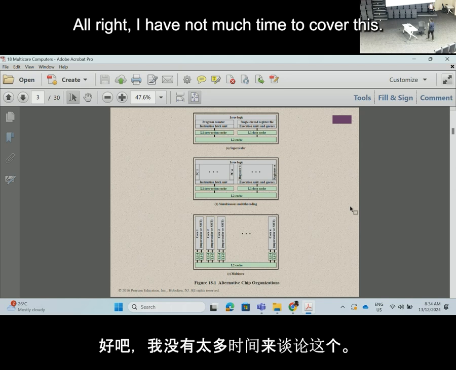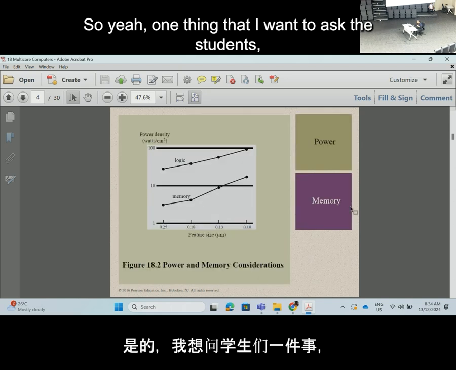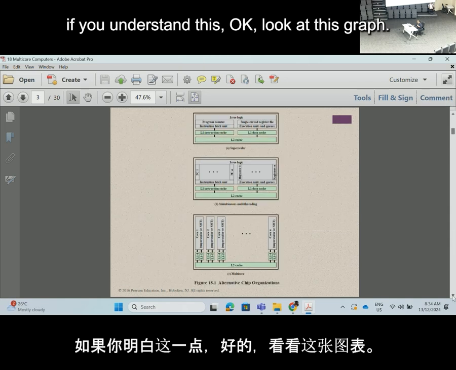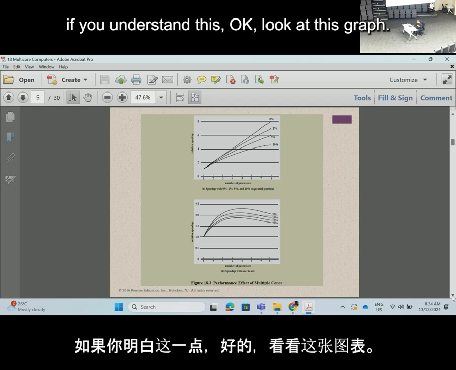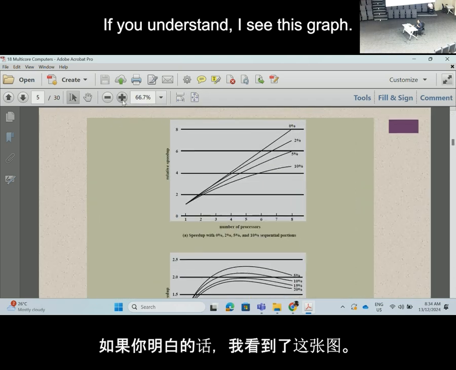All right, I do not have much time to cover this. So, yeah, one thing that I want to ask the students, if you understand this, look at this graph. If you understand, I said.